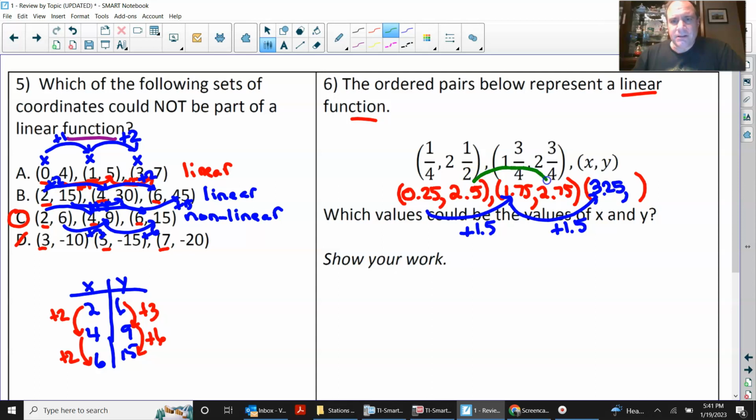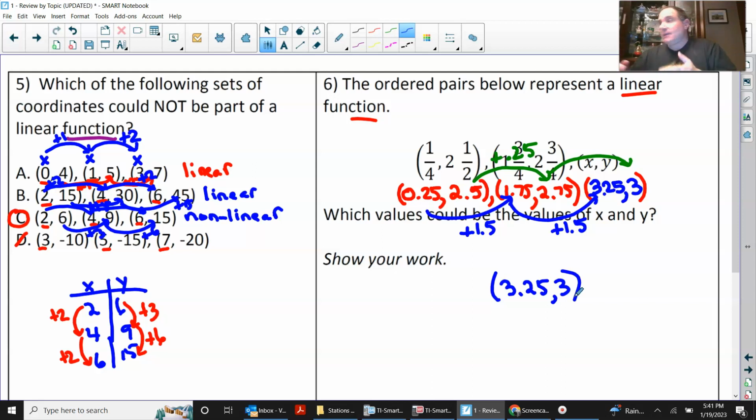So from 2.5 to 2.75, there was a 0.25 increase. So I'm going to put 0.25. From 2.75 plus 0.25, that's 3. And you can do that right in your calculator if you don't believe me. And that's it. Those are the next sets of values for x and y.